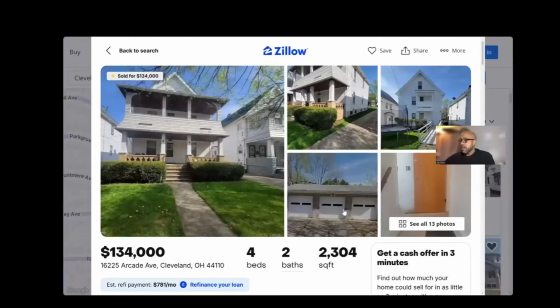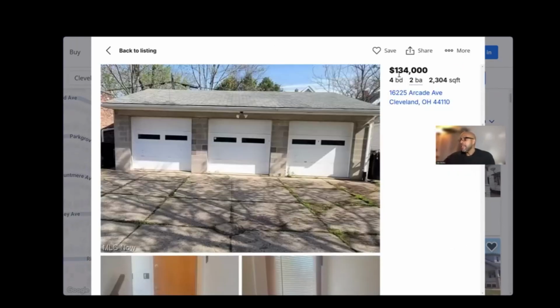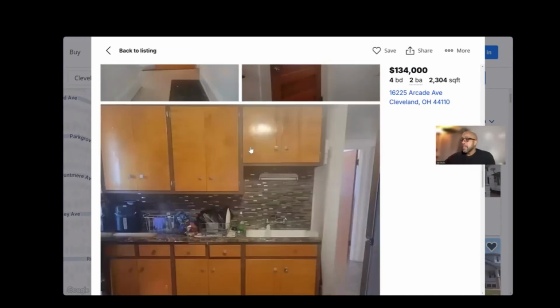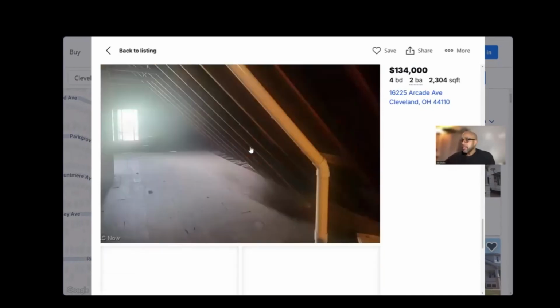And this one has a garage. And the subject has a garage. Oh, it does? Yeah. And this one is slightly bigger. The subject is 1,700. Yeah, this one is slightly bigger, but it's still the same price. Look, yeah, 134. That's what they're paying over there. Right? Even for a bigger house.